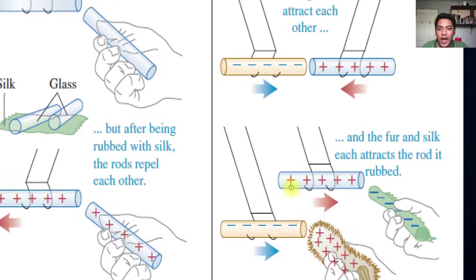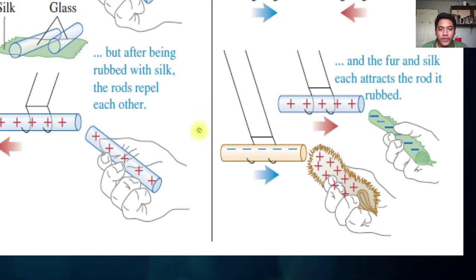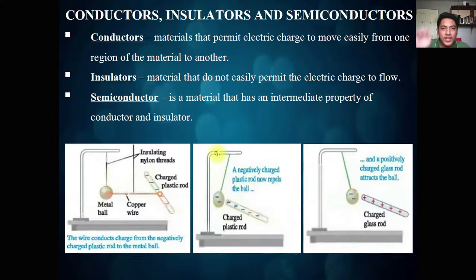And the silk also attracts the rod it rubbed. So here, the negatively charged plastic rod should be attracted to the positively charged silk. And of course, the glass rod should be attracted to the negatively charged silk. So I hope you're getting what I'm trying to say. These are experiments in electrostatics.